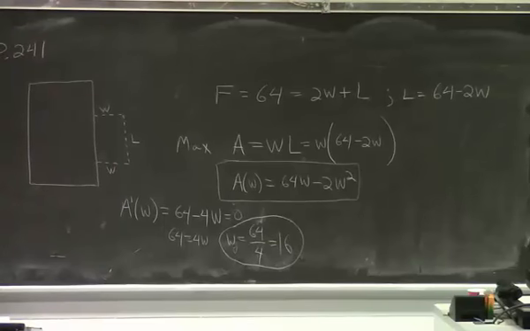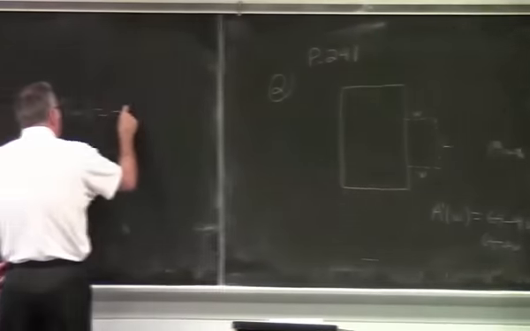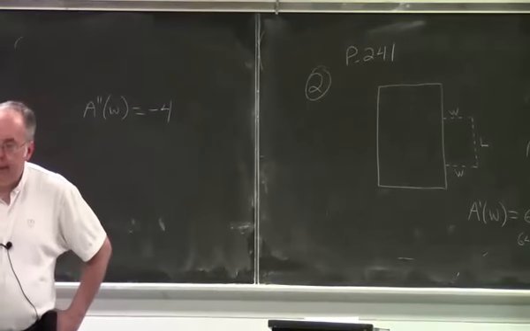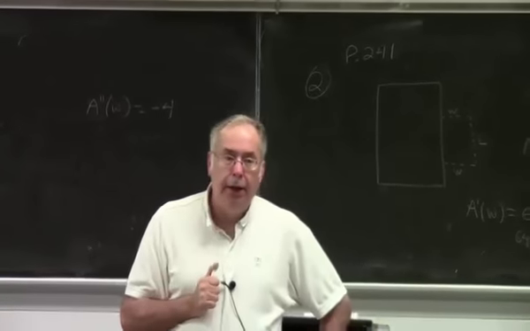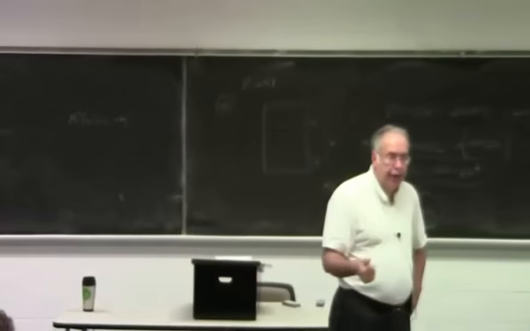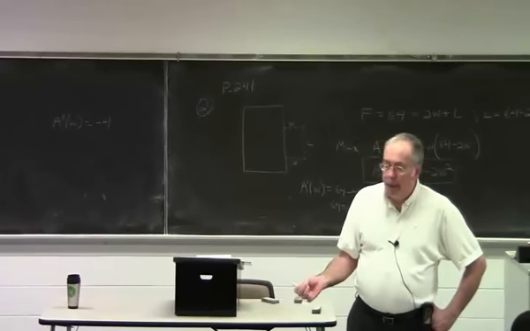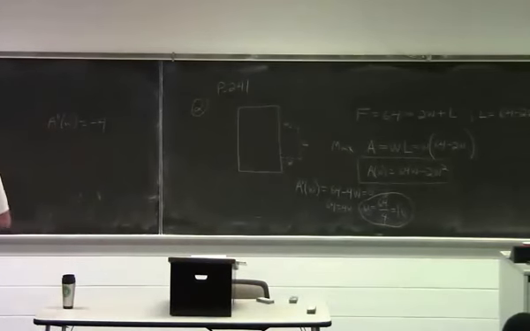Yeah, take the second derivative. And A double prime of W? The second derivative is equal to what? Negative 4. Notice that second derivative is always negative. So that means at W equals 16, we have what, Brittany? At W equals 16, at our critical value of W, you have a maximum because the second derivative is negative. So that guarantees that A of 16 is a relative max.